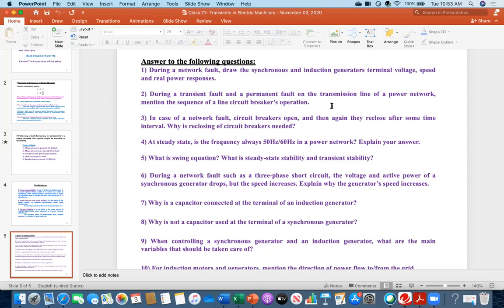Similarly, along the line, your synchronous generator is connected, and then a fault happens, whatever it is, transient type or permanent type. The circuit breaker, which is equivalent to the fuse at your home, will operate. It is automated, not manual. The circuit breaker will open and disconnect the line to isolate the faulty part.